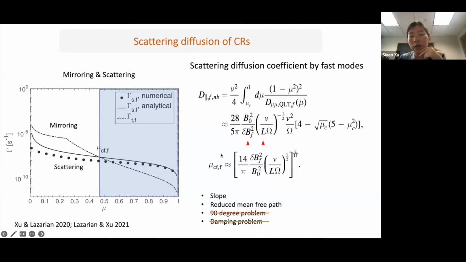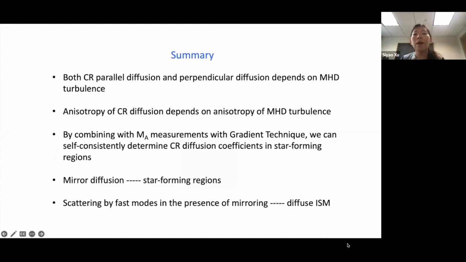So now with this scattering by faster modes, under the consideration of mirroring, we get the slope more consistent with observations, this diffusion coefficient slope as a function of cosmic ray energy. We also get a reduced mean free path corresponding to a smaller range of the pitch angle change. And we also naturally solve these two long-standing theoretical problems in the literature.